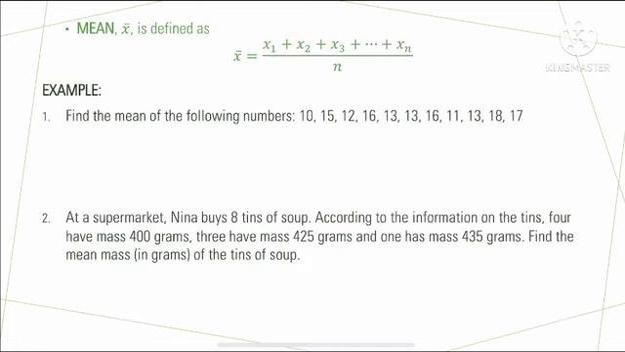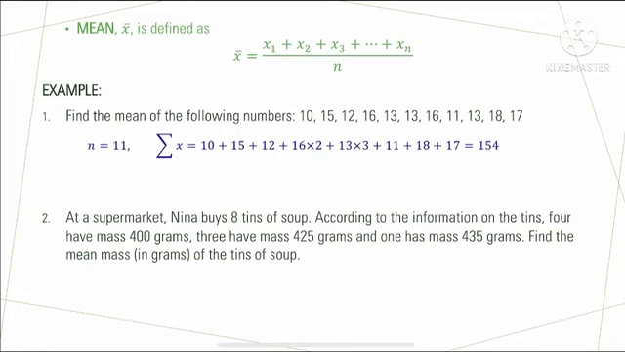Mean is the most important measure of central tendency. It is denoted as x bar and is equal to the sum of all data x divided by the number of data n. For example 1, the number of data is 11 and the sum of all data is 154. So the mean is 154 divided by 11, which equals 14.